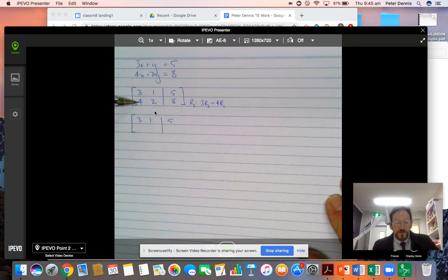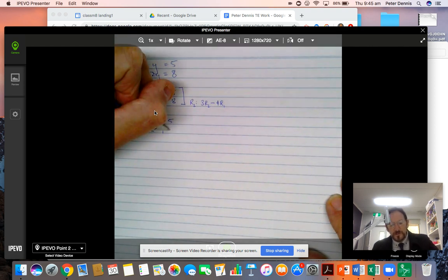So we've got 3 times this is 12, minus 4 times that, which is 12, which is 0. We've got 3 times this, because it's 3 times the second row. 3 times this is 6, minus 4 times that, which is 4. So 6 minus 4 is 2. 3 times this is 24, minus 4 times this is 20. So 24 minus 20 is 4.